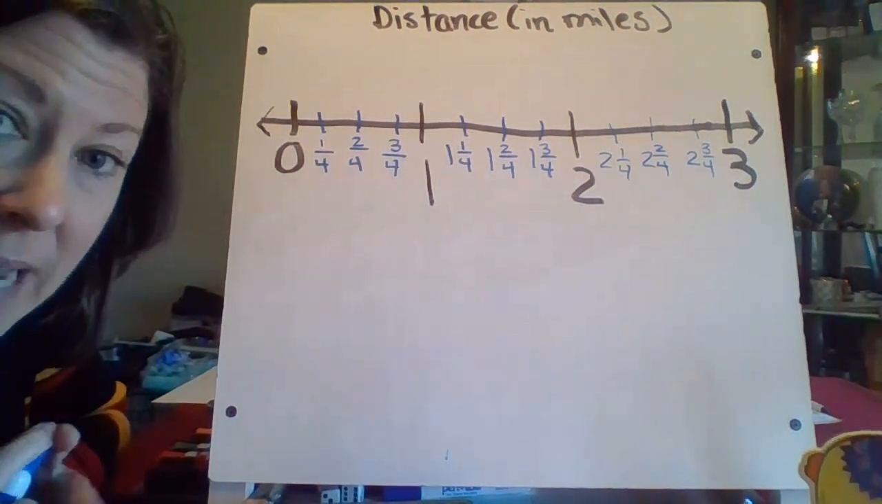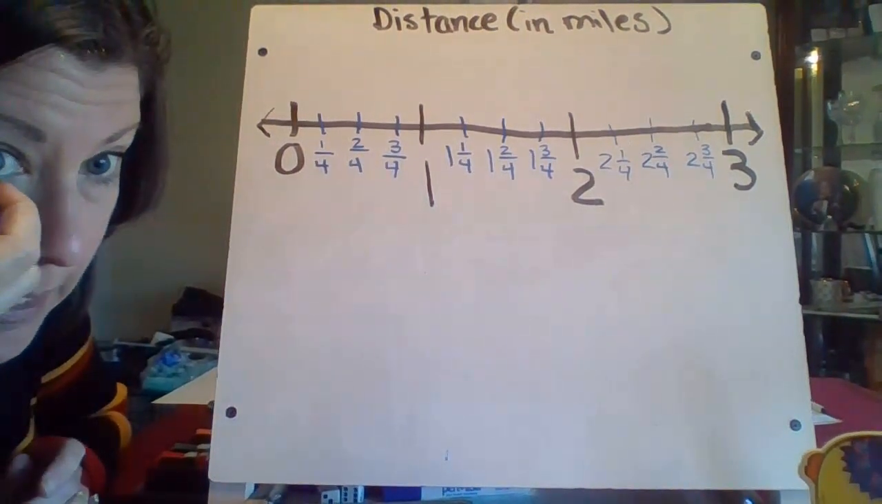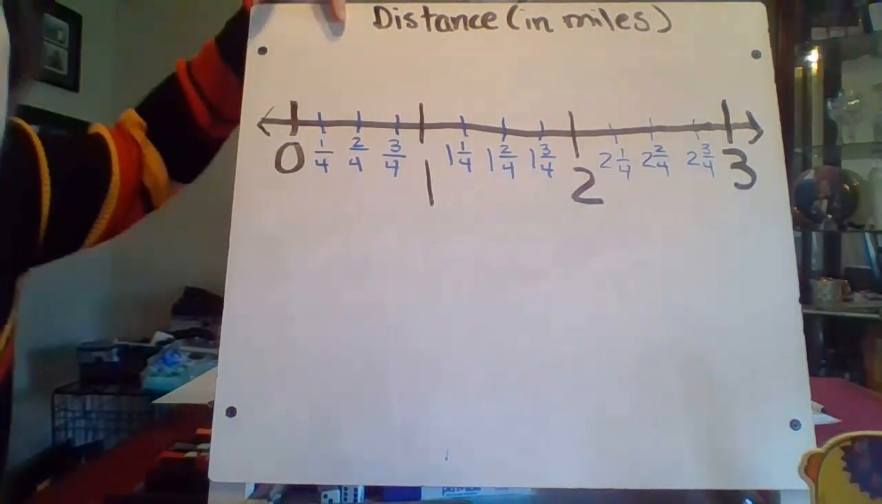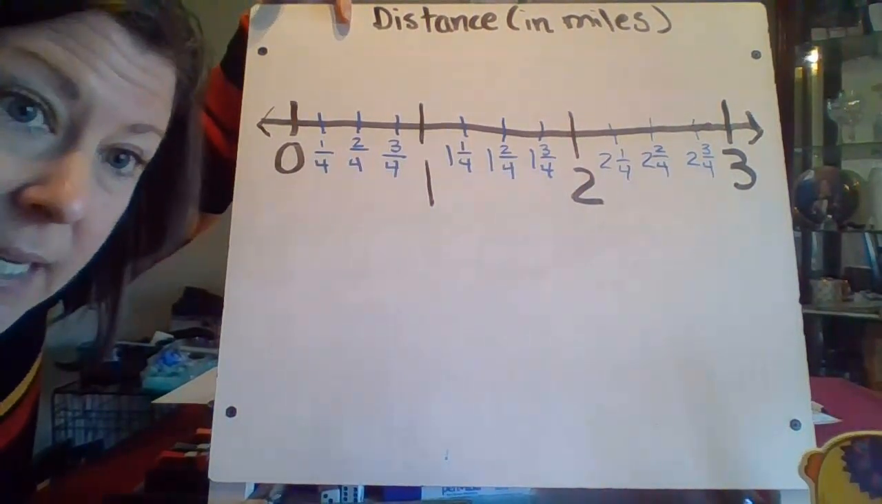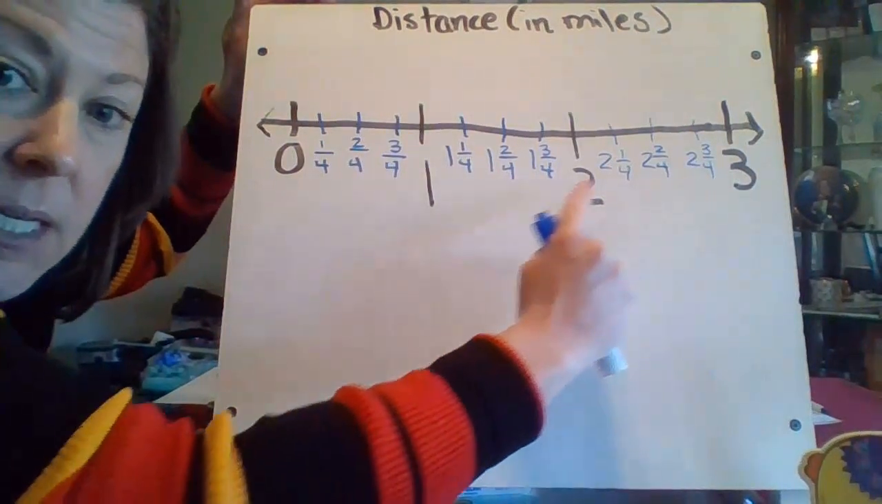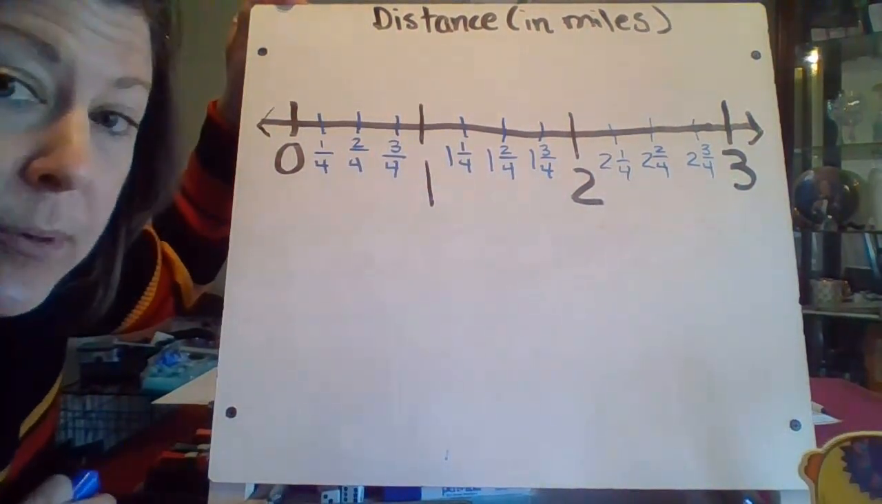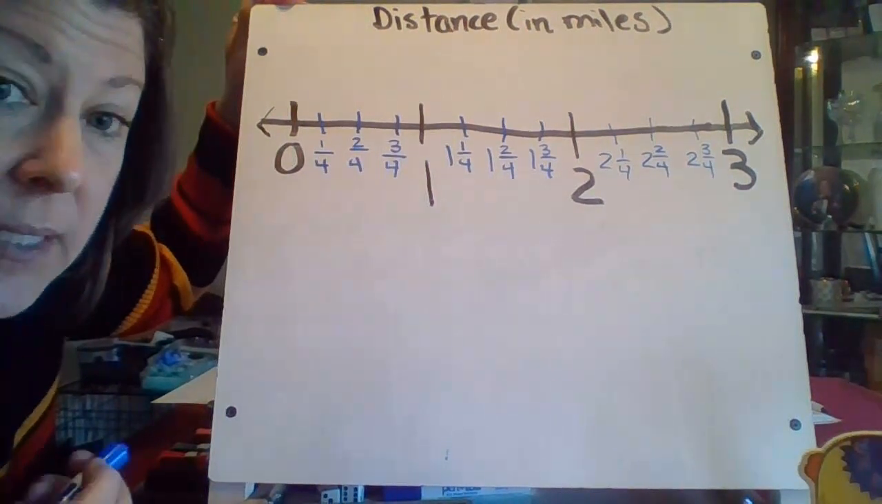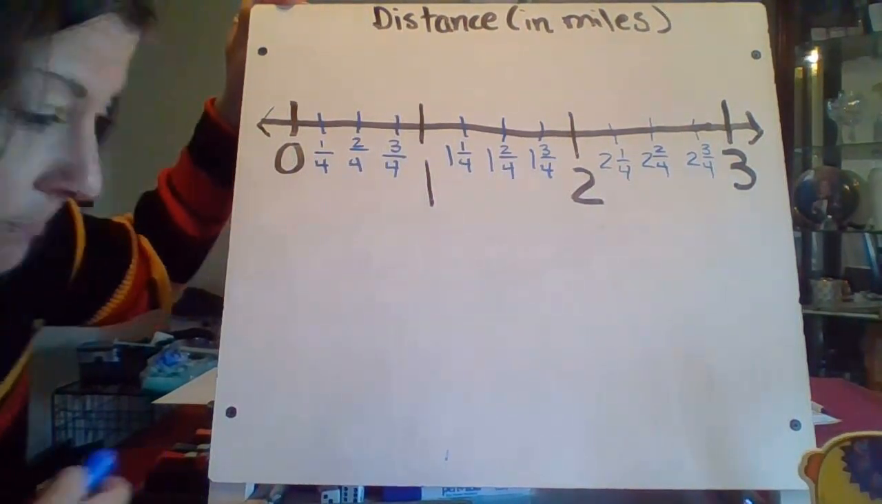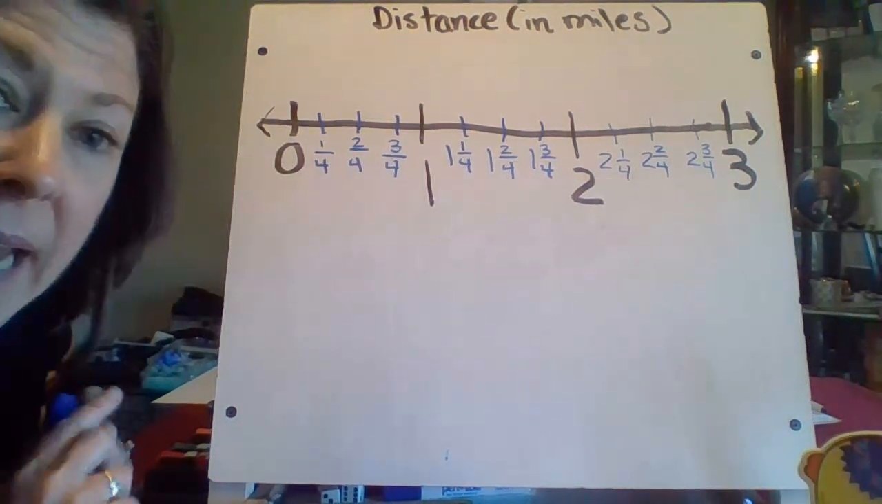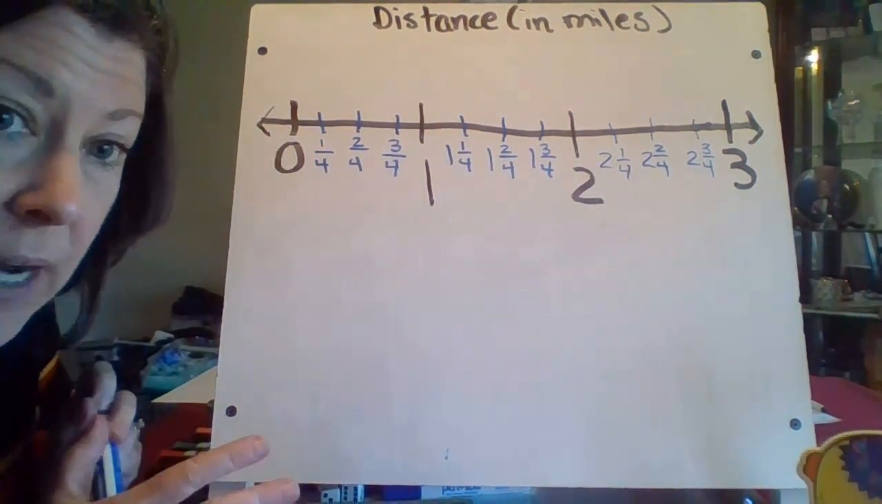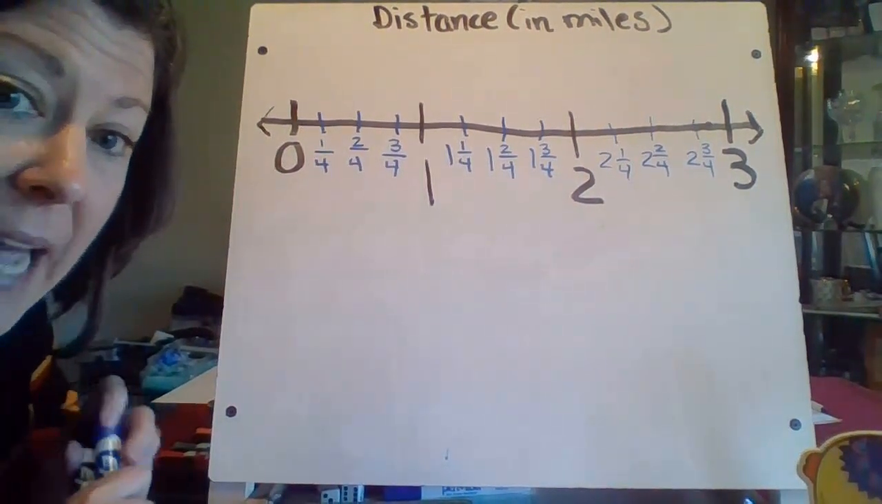So now that I have my line plot set up, and you'll notice I even put a title because this line plot is talking about distance in miles. So these numbers on the number line part of our line plot represent miles. They represent the distance in miles. So now let's think back, and you should have it right in front of you, to the data we had.